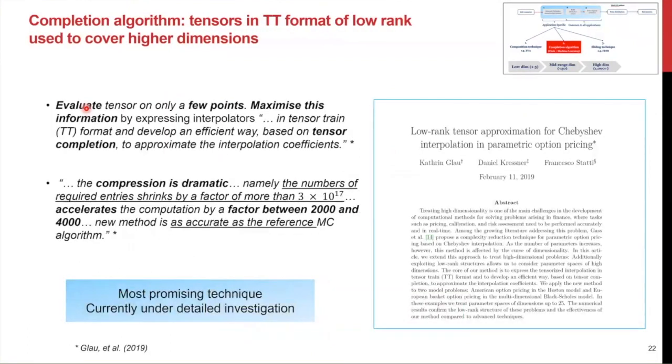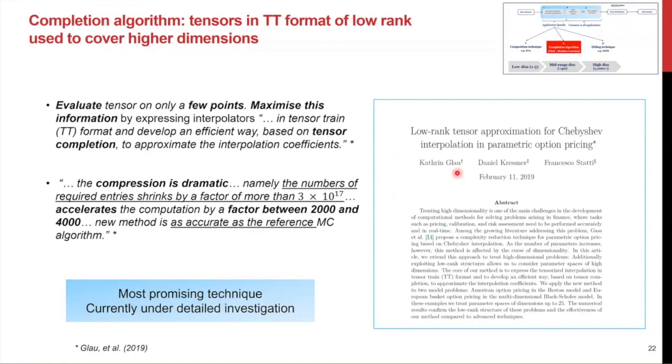As I said, it is a very cool technique that came up earlier this year by Catherine Glau and her collaborators. It basically consists of the following. Let's say that you've got a 20-dimensional tensor that you want to build. You can't build it, because you can't be calling your pricing function on each grid point. So you can call it on, let's say, 5% of those points, and they keep that information aside.